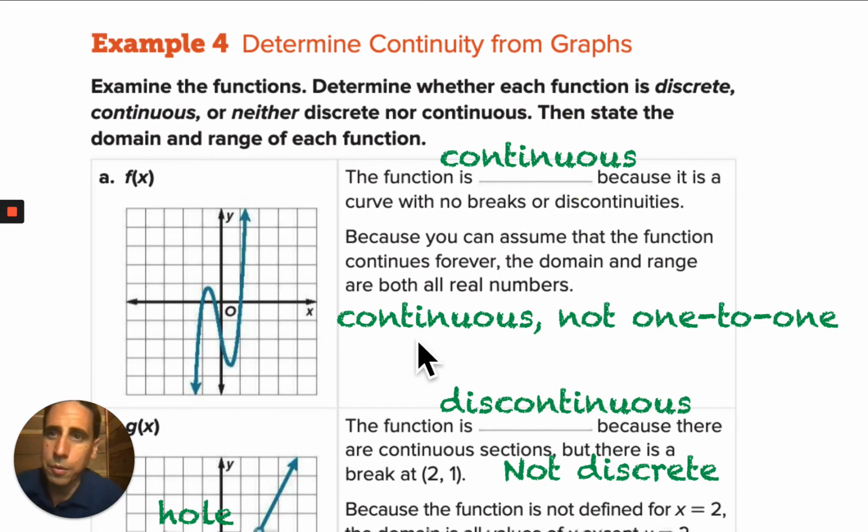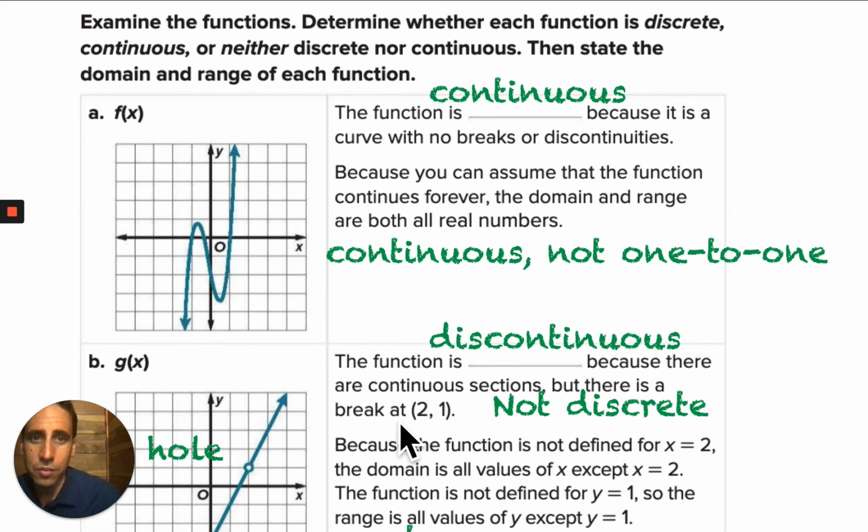Determine continuity from graphs. Examine the functions. Determine whether each function is discrete, continuous, or neither. Then state the domain and range for each function. So, okay, this function right here is continuous because it has a curve with no breaks or discontinuities. You can just draw the whole thing with a pencil, and that's it. Because you can assume that the function continues forever, the domain and range are both all real numbers.